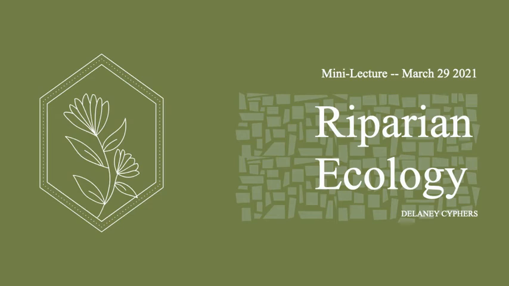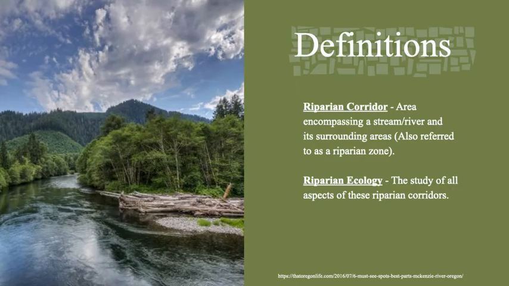I'm doing my mini lecture on Riparian ecology. So before I begin, I wanted to go over some definitions. First, a riparian corridor is an area that encompasses a stream or river or some type of waterway, and then also its surrounding areas. So this includes the banks of that waterway, the floodplain, and even the plant and animal interactions that are occurring in that area. And so then riparian ecology is the study of all of these aspects of a riparian corridor.